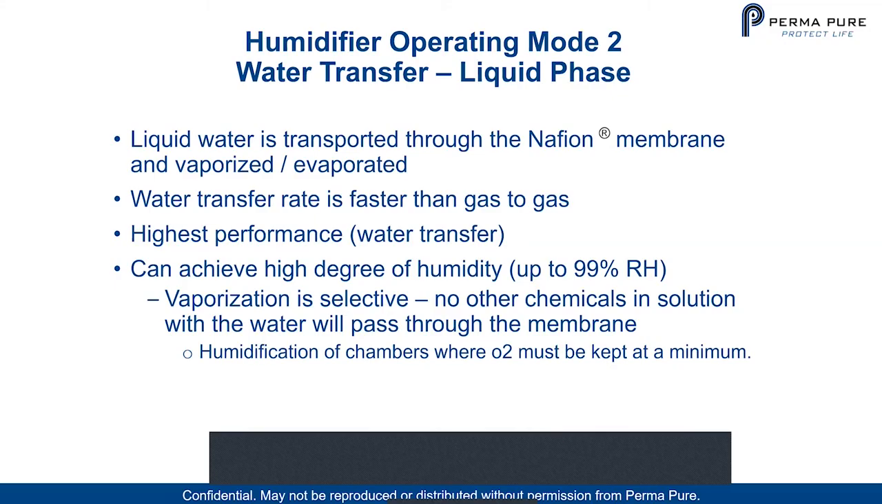So you can get the highest performance, the highest amount of water transfer into a gas stream with water to gas. And you can see with our performance curves that the flow rates that we're able to get using water to gas transfer are much higher than gas to gas. So we're putting a lot more water into the air, and the capacity grows greatly. We can achieve a high degree of humidity, up to 99% relative humidity. And the vaporization is selective. No other chemicals in the solution with water will pass through the membrane.